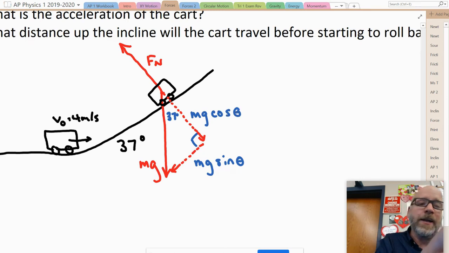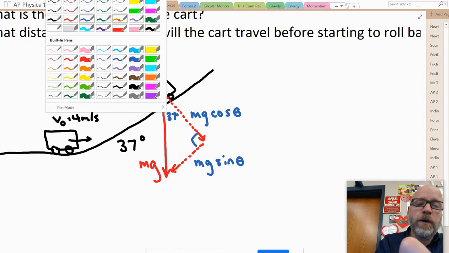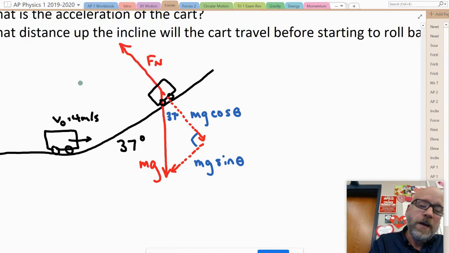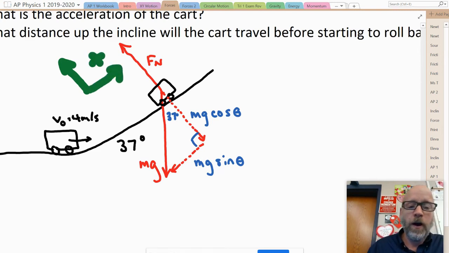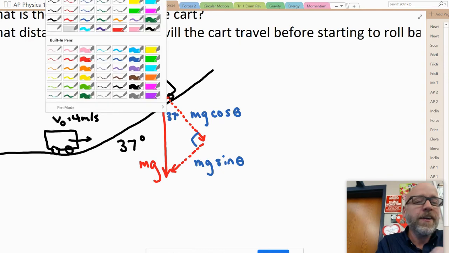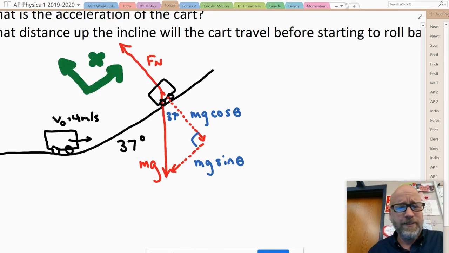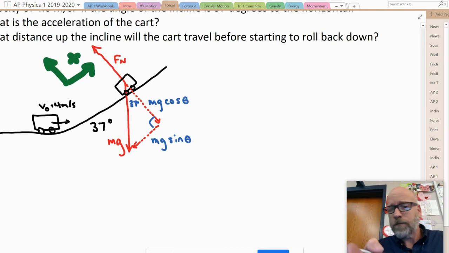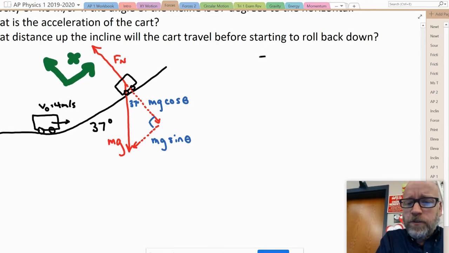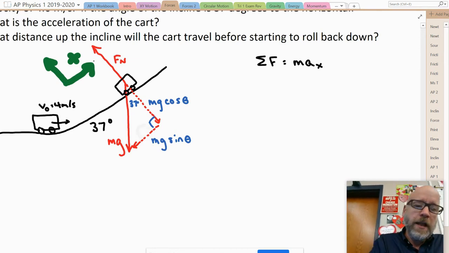Now, before I can add up any vectors, I need to define which way is positive. And get this, I'm going to make perpendicular to the surface, but also up the incline as the positive direction. Yeah, I can do that. I can do whatever I want. I get to make the call. So do you. But the sum of the forces is going to cause that mass to accelerate in the x direction. We'll let x be the direction of the incline.